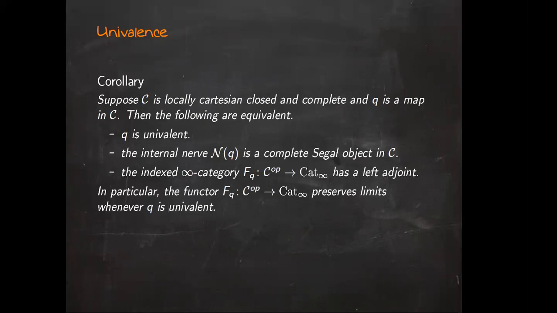Because every right adjoint preserves limits. FQ is a right adjoint, it has a left adjoint, and every right adjoint preserves limits.